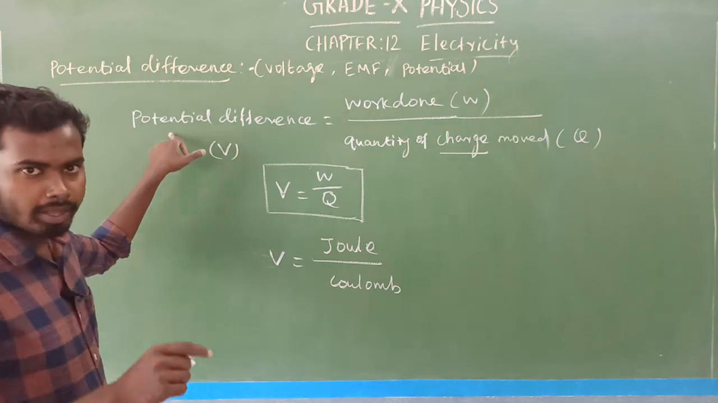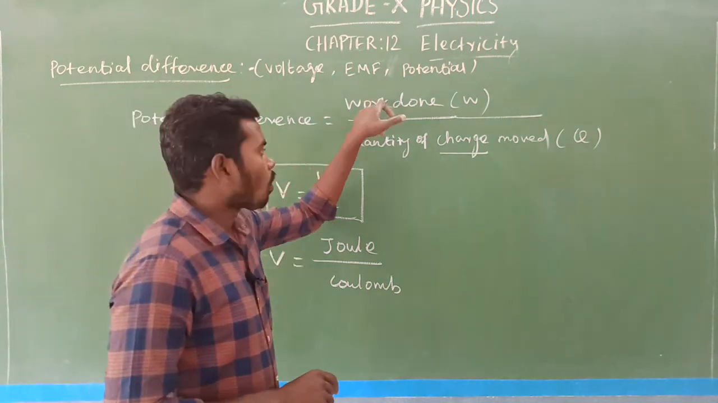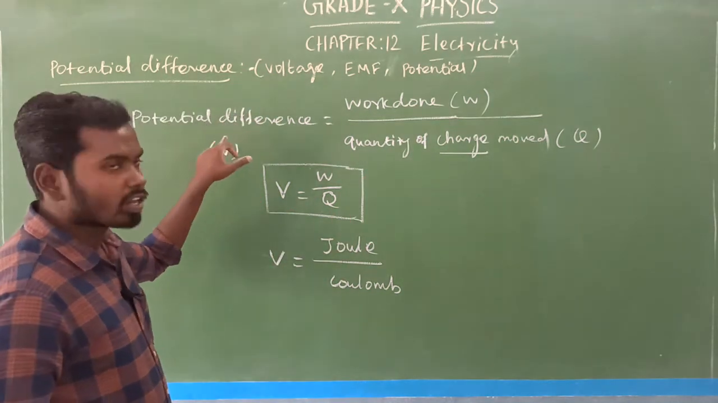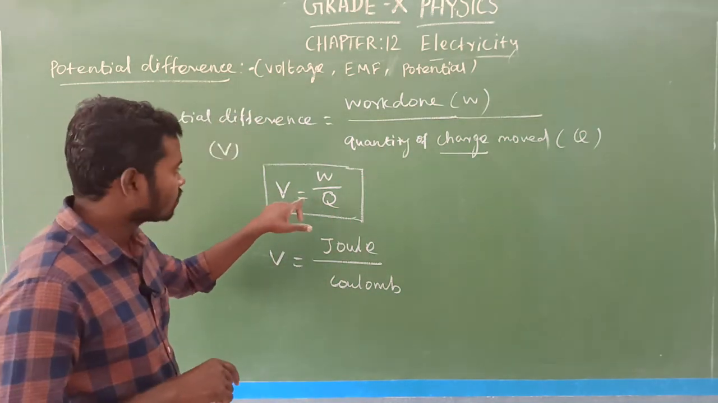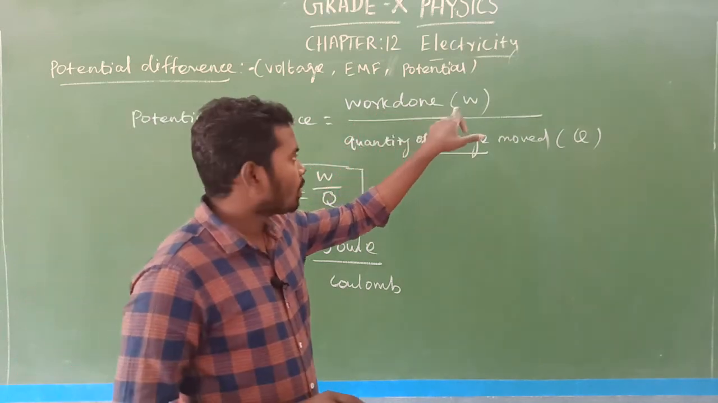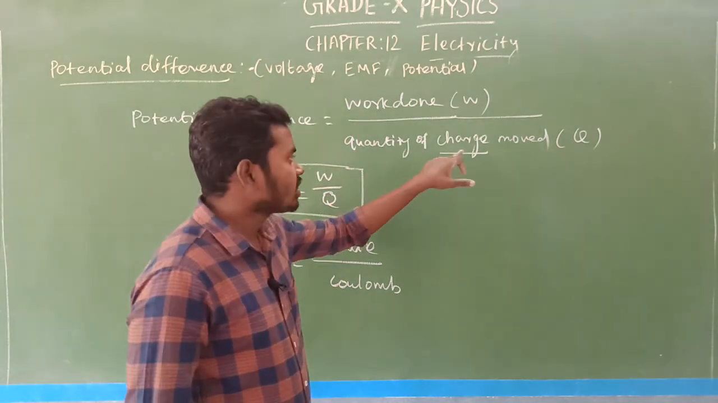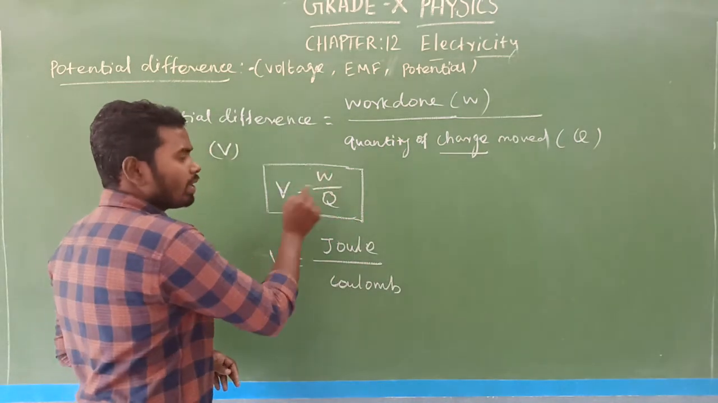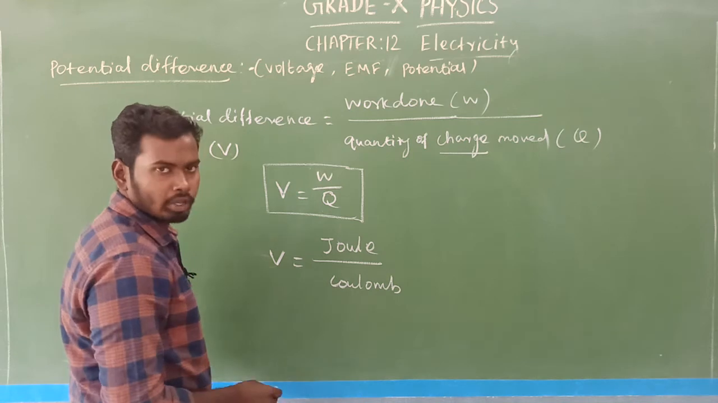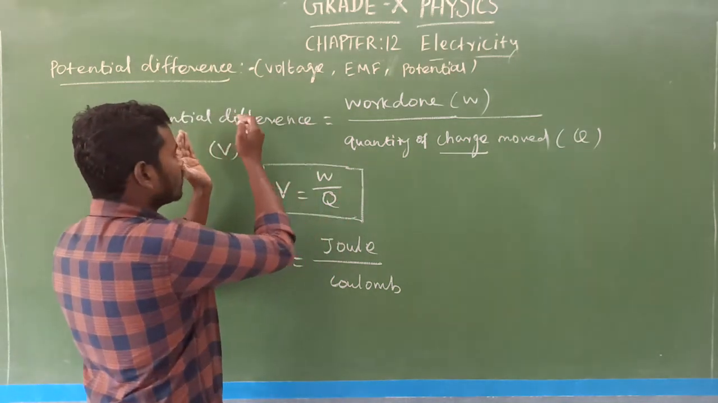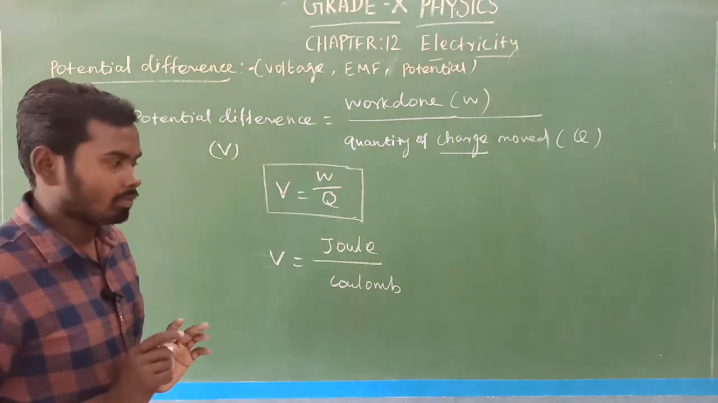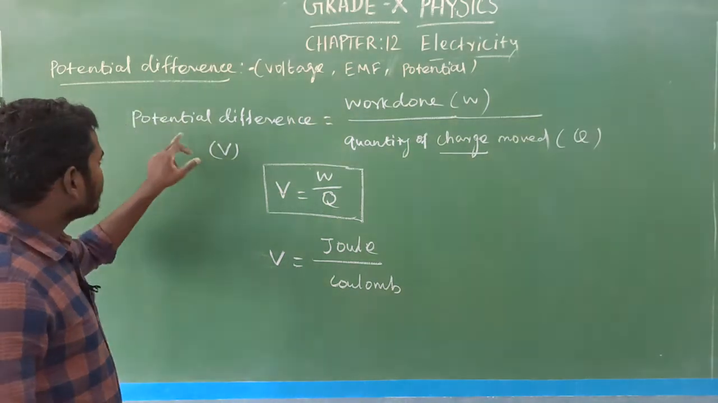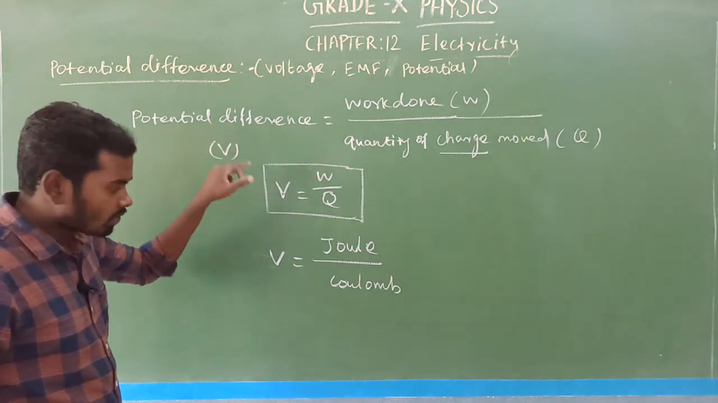Potential difference is equal to work done divided by the amount of charge moved. So potential difference is denoted by capital V, work done is denoted by the letter W, divided by the quantity of charge moved, that is Q. The charge symbol is Q. So V equals W by Q. This is the formula for potential difference. Is it clear? Yes. Now come to the SI unit. The SI unit of potential difference is volt.